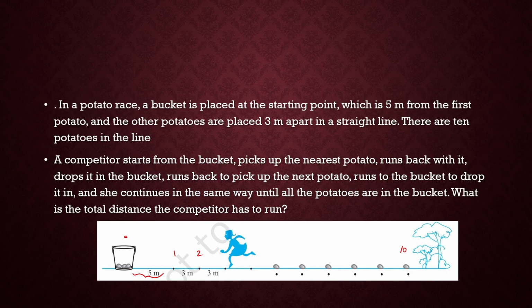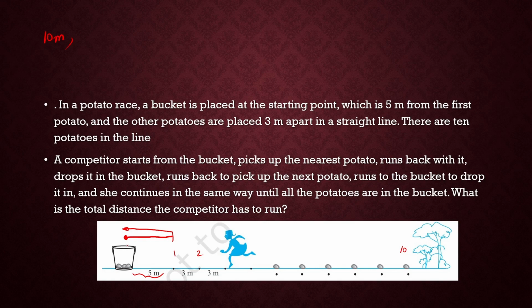So she starts running from this point, goes up till the first potato, and again she runs back and drops it into the bucket. So what is the total distance she ran in order to put the first potato into the bucket? 5 plus 5, that is 10 meters for the first potato.